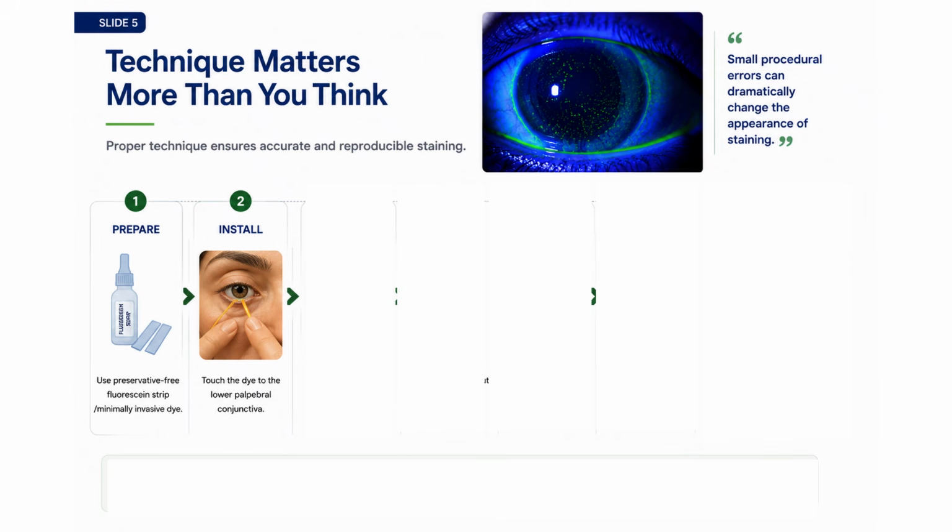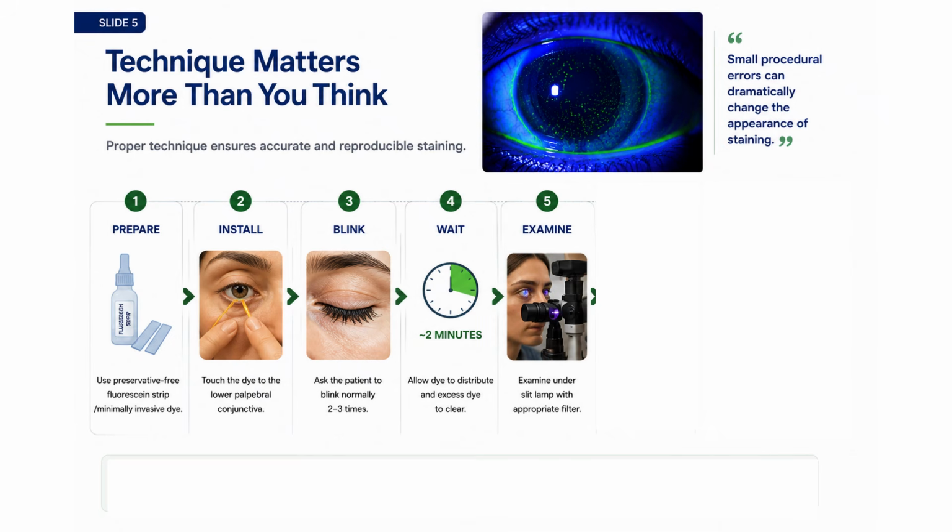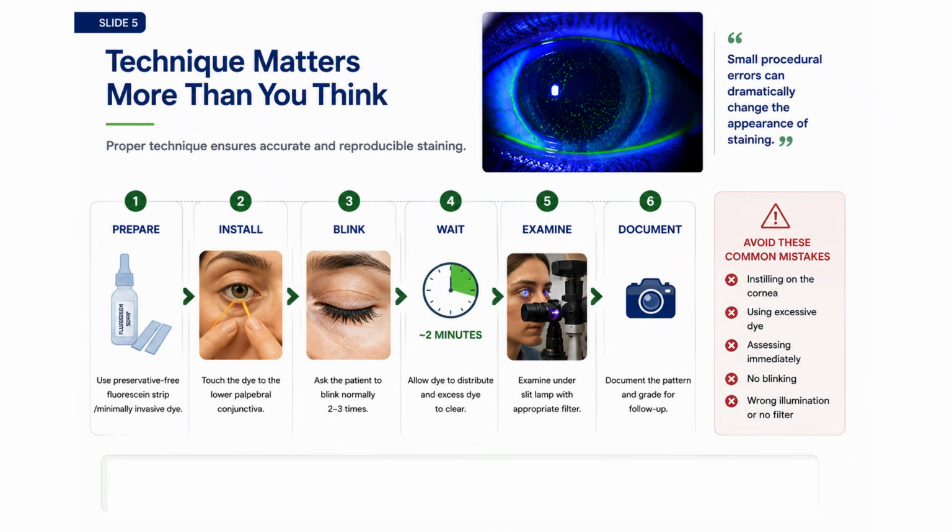Then you have to instill it in the lower palpebral conjunctiva. Then allow the patient to blink a few times and wait. This waiting is very important, so that it allows the dye to spread, and then examine. Examine under the slit lamp with the proper filter and document.